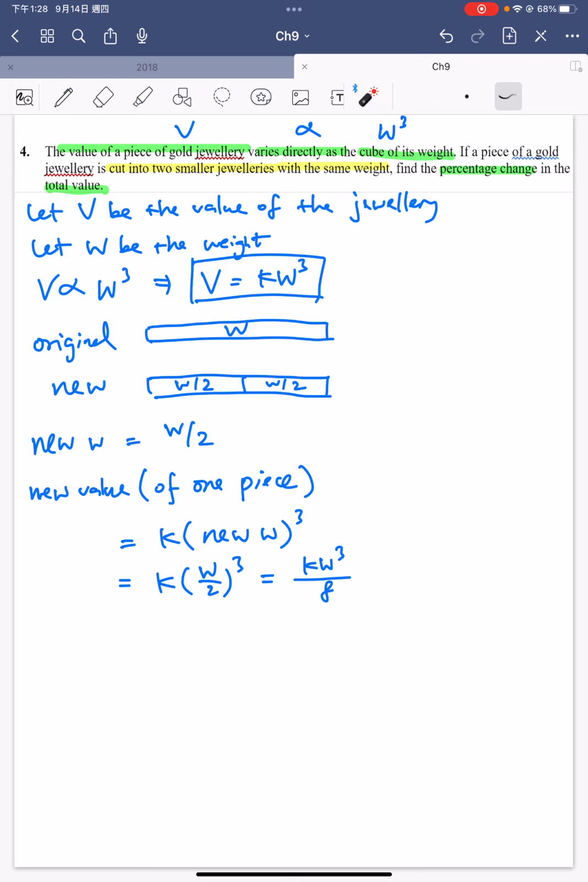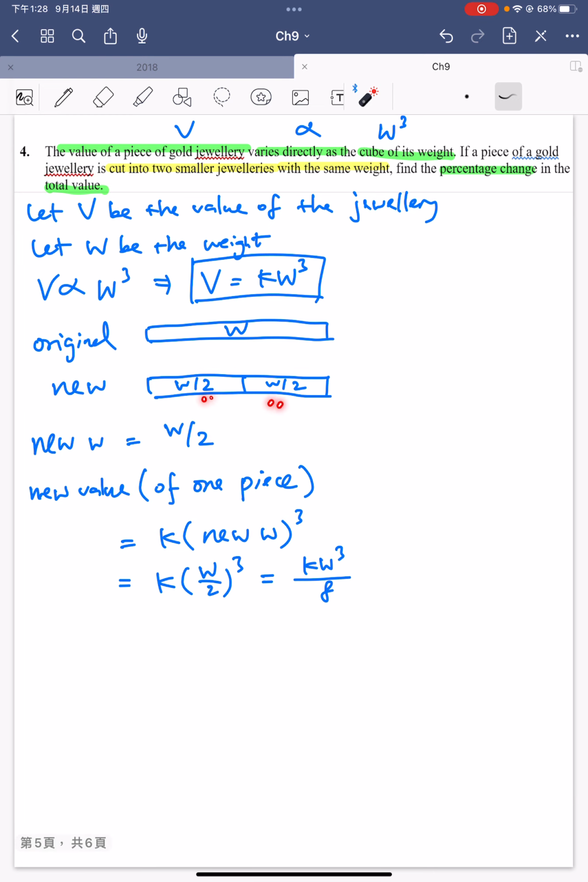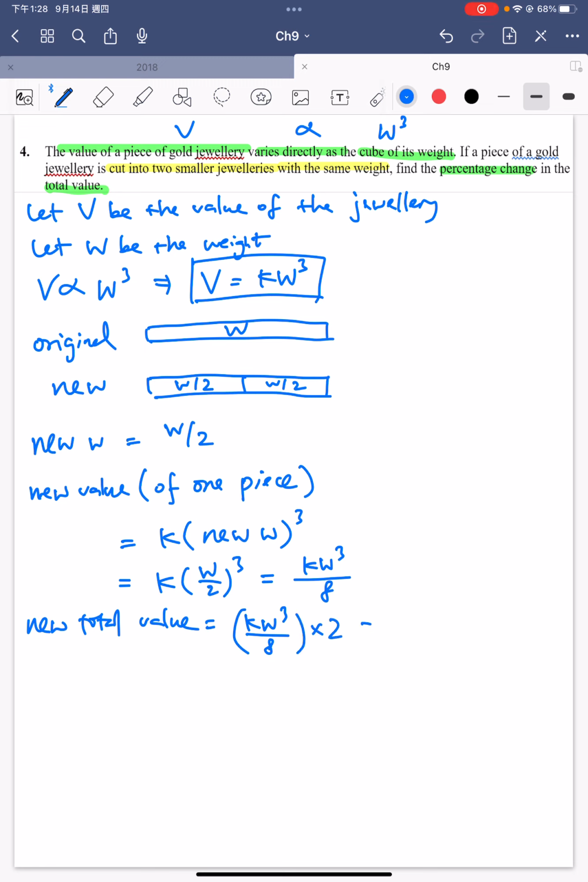But this is only for one piece, and actually we have 2 pieces. The question requires us to find the total value, which means both of them are counted. So the new total value, because we have 2 and this is only for one piece, is equal to KW cubed divided by 8 times 2, which is actually equal to KW cubed divided by 4.